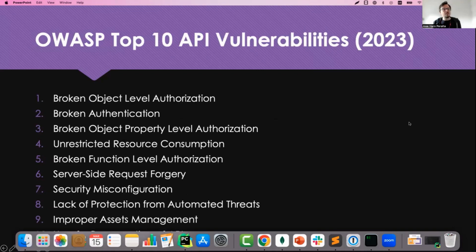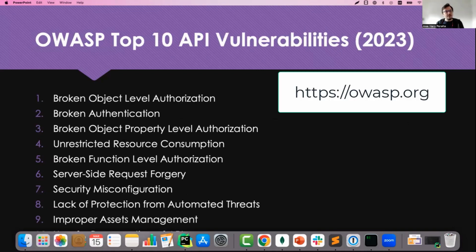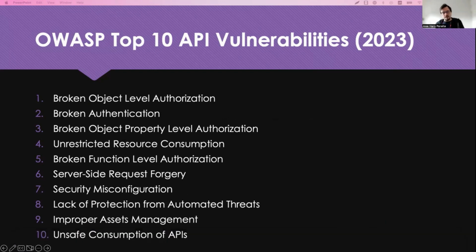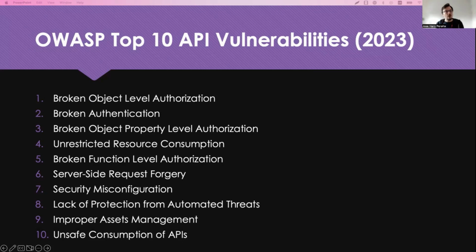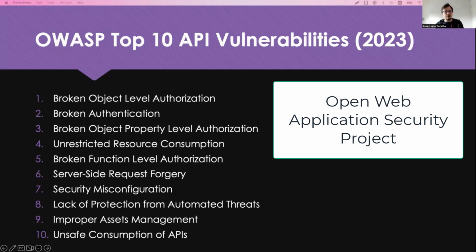So OWASP top 10 API vulnerabilities. What is this? So first of all, OWASP is an organization that does a lot of work in the space of software security. They do a lot of research, and they do a lot of work to raise awareness about the main issues that affect the security of our software. The acronym stands for Open Worldwide Application Security Project. That's a recent change. Before it used to be Open Web Application Security Project.